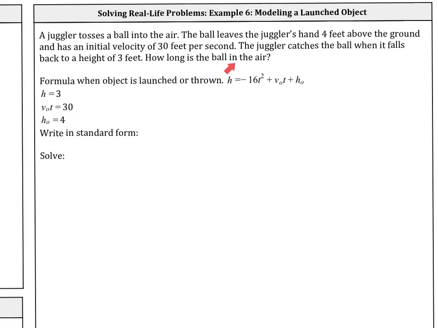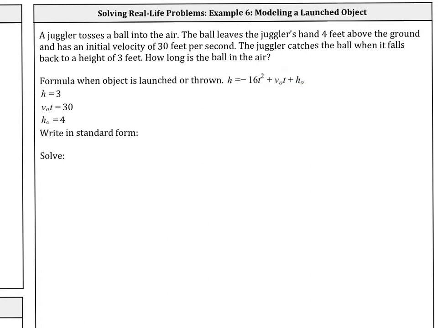How long is the ball in the air? The formula when an object is launched or thrown is h equals negative 16t squared plus v0t plus h0. Here h is height and t is time. V0 is the initial velocity and h0 stands for initial height.